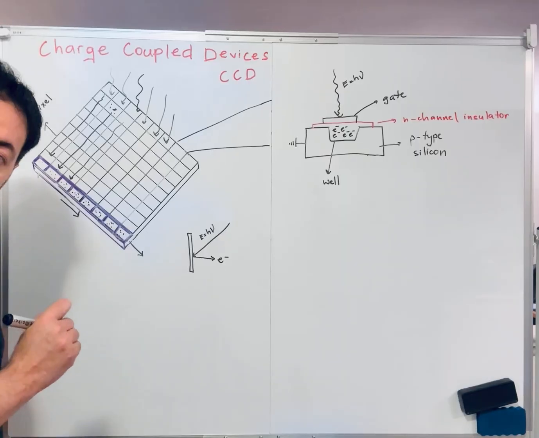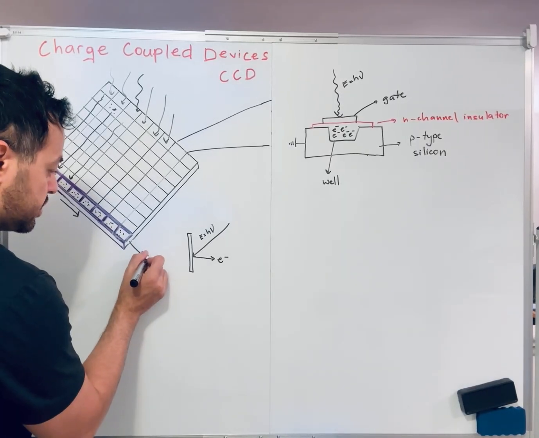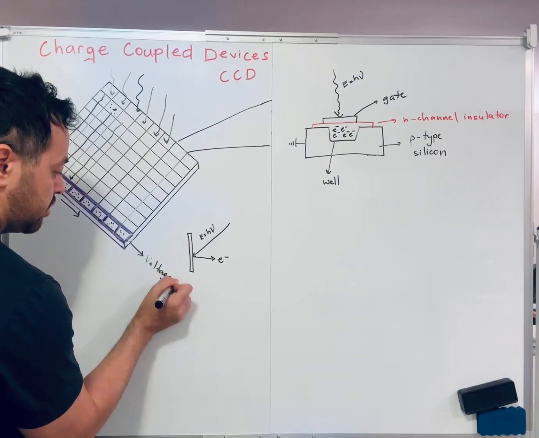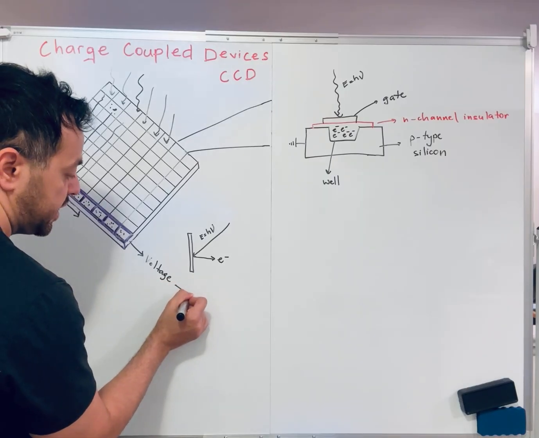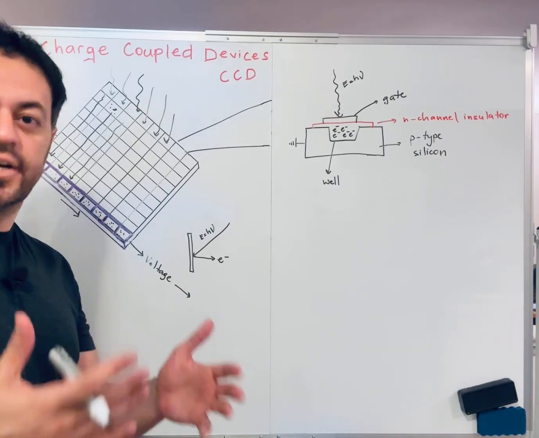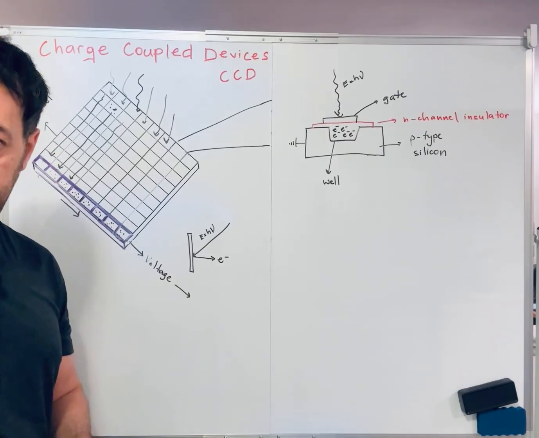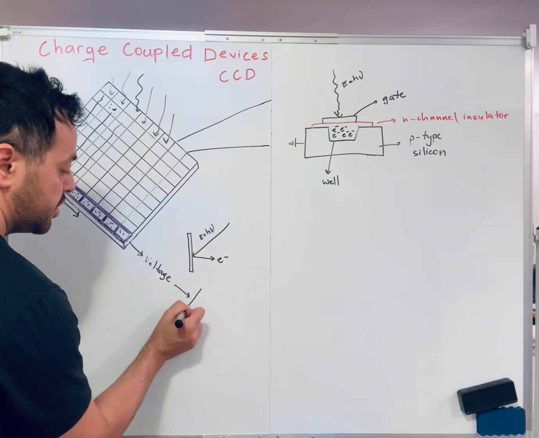So electrons are first converted into voltage. Just say voltage. And then from the voltage, they are digitized by the analog to digital converter. There is also an amplifier there. So when they convert, that will generate a signal.